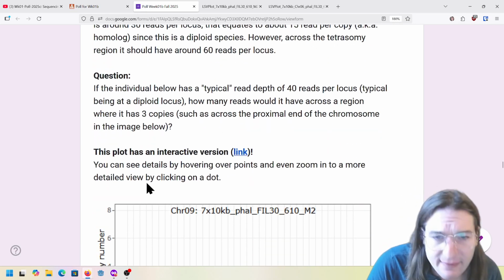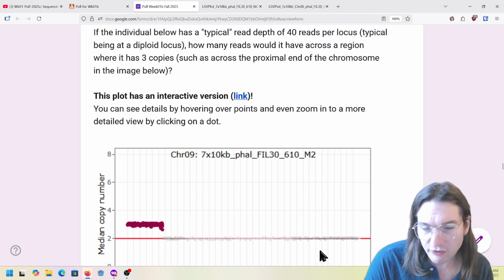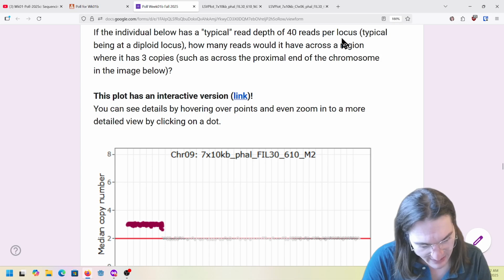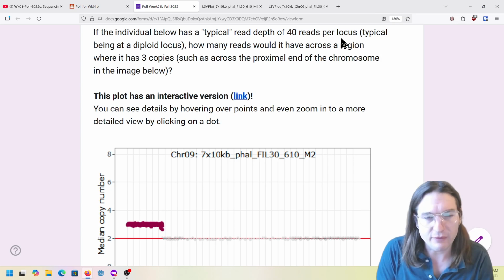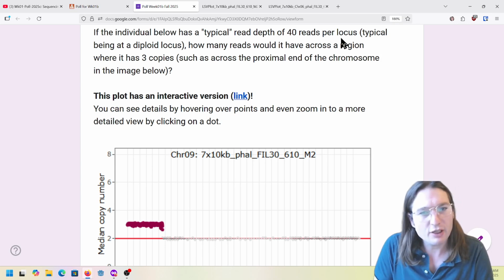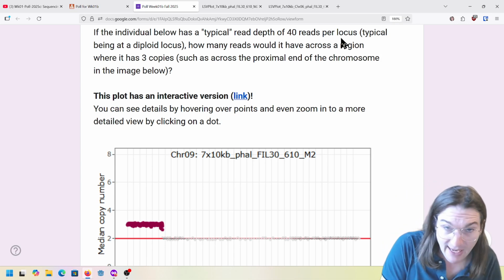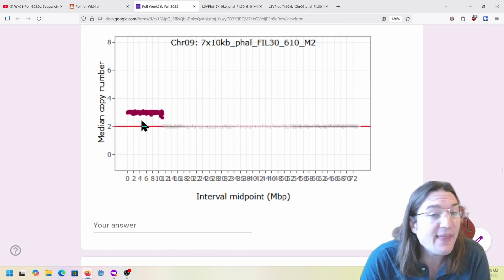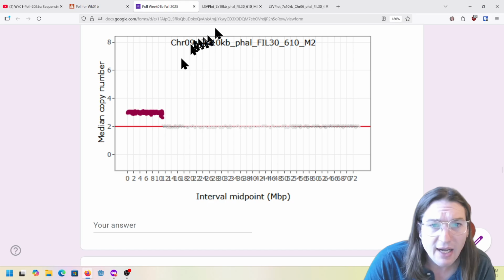Okay. So the question is, if the individual, for most of its genome where it's diploid, has 40 reads per locus, well, if you break that down, the reads come from sampling of the genome. And if there's 2 copies of most of the genome, then on average it's about 20 reads per copy per locus. And so if for this particular region we have 3 copies, then that would be 60. So the answer would be about 60. And that's correct. If you go and look at the read depth across that region, it is about 60.